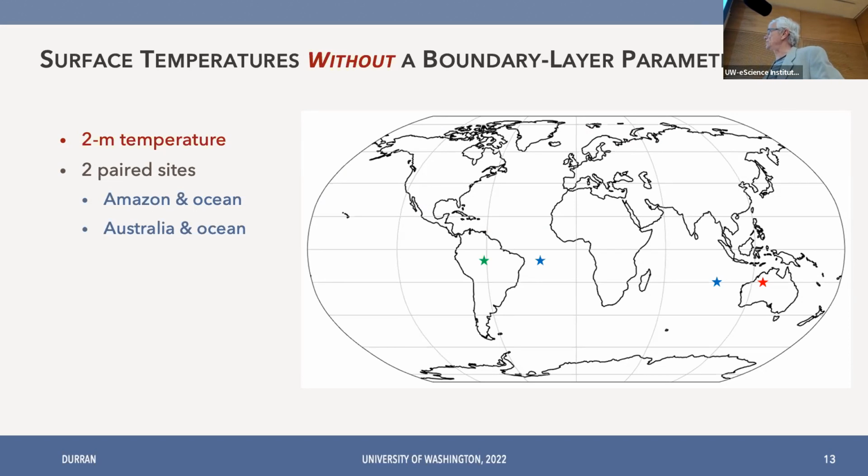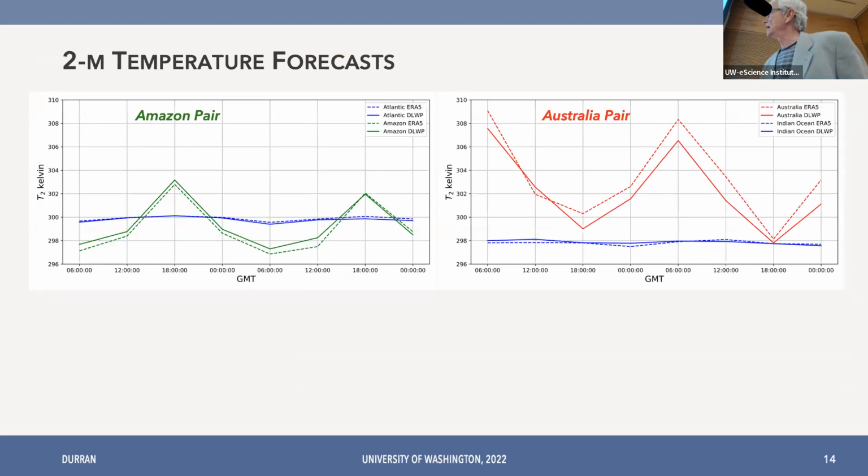So what we are looking at is 2-meter temperature forecasts at 2 paired sites, the Amazon and the adjacent ocean, Australia and the adjacent ocean. And what we're interested in is a 2-day forecast. Remember, we have only data every 6 hours from our coarse resolution deep learning weather prediction model. So these are piecewise linear curves for 2 days, connecting data every 6 hours. The oceans are in blue. The land areas are green for the Amazon, red for Australia, and the dashed lines are the data, the solid lines the deep learning weather prediction model.